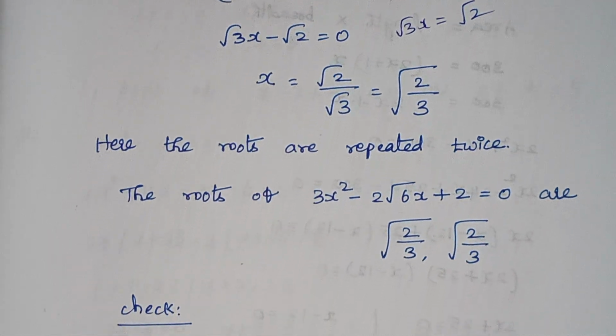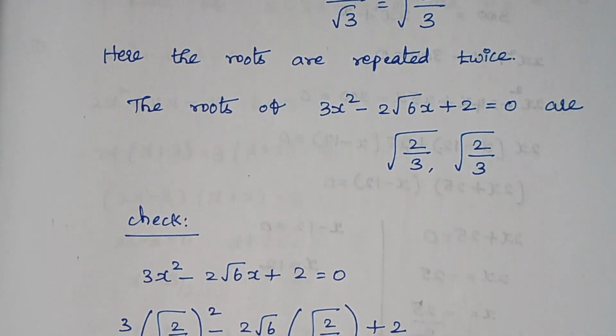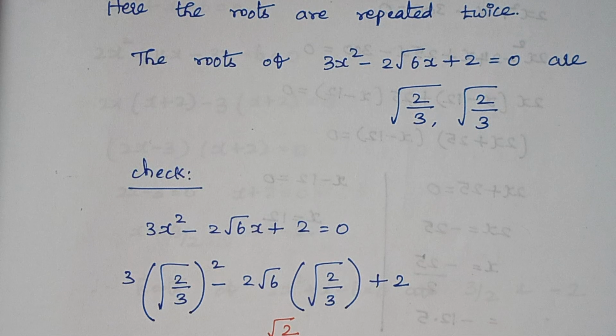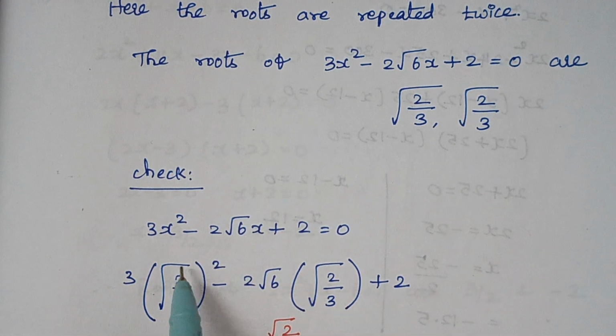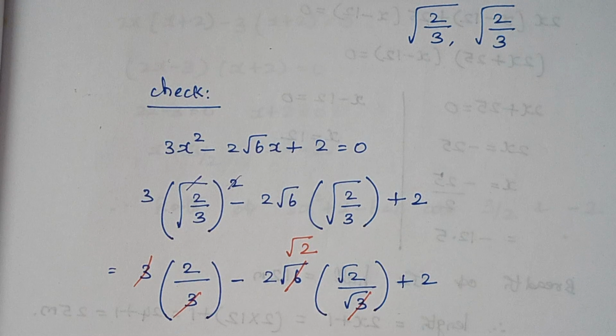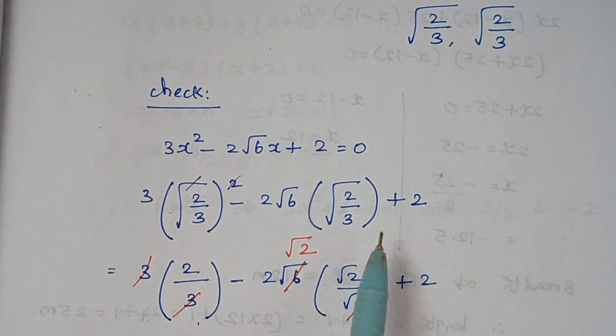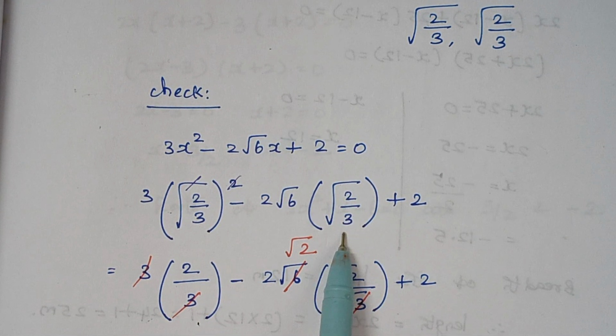Now, we are going to check. So again in the place of x, we are going to substitute square root of 2 by 3. Okay, just substitute it here. So square root of 2 by 3 whole square means this square root and the square will cancel. So here we will be having 3 into 2 by 3. And here just I am splitting and writing.